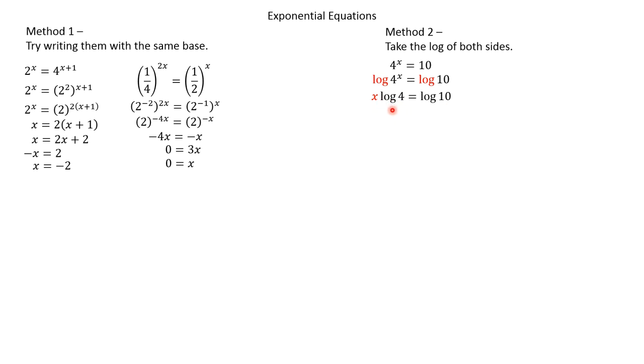Log 4 is just a number. Log 10 is just a number. In fact, log 10 equals 1, but it doesn't have to be a nice number. These are both numbers. We have a number times x equals a number. How do we get x by itself if we have a number times x? We're going to divide by that. Well, the number is log 4, so divide by log 4. And then at this point, it becomes a calculator issue.